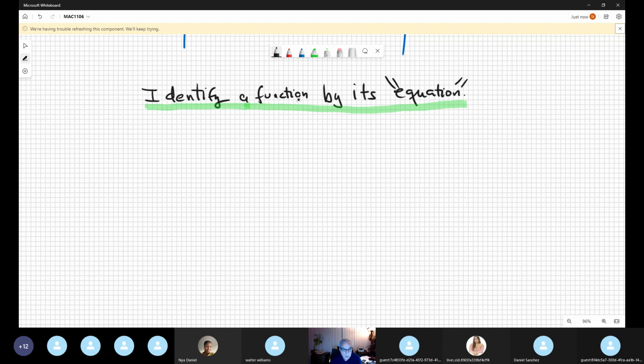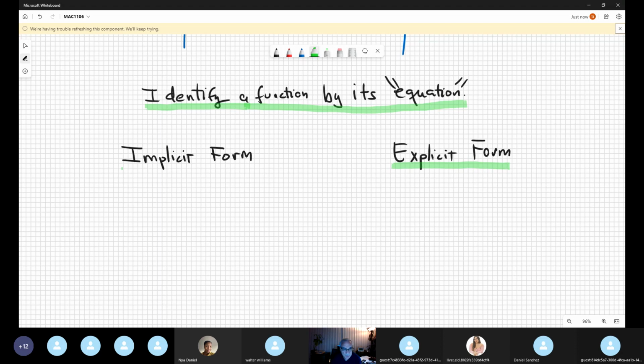We have the famous implicit form, and we have the explicit form. Immediately I explain the difference between implicit and explicit. The implicit and explicit are two different ways to express the equation that is given at the beginning.